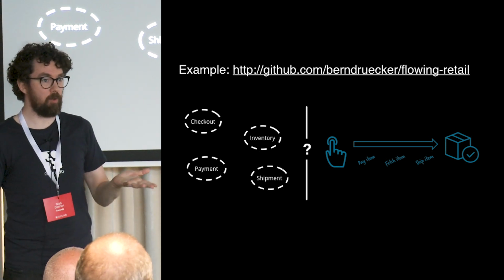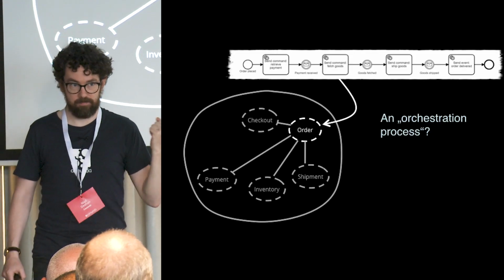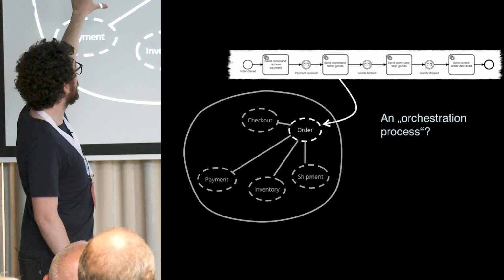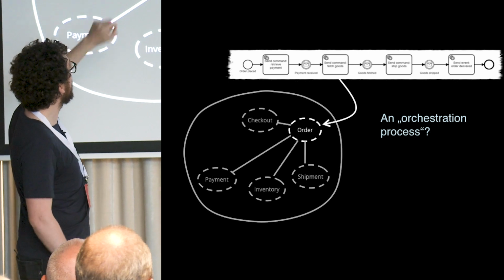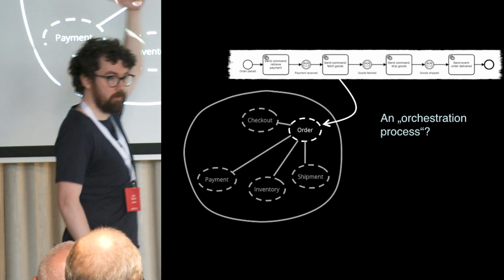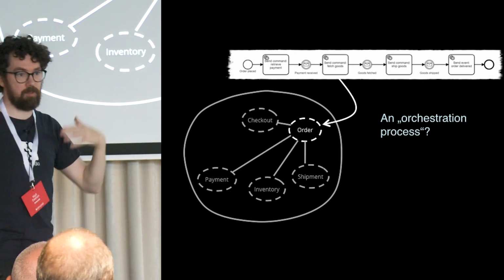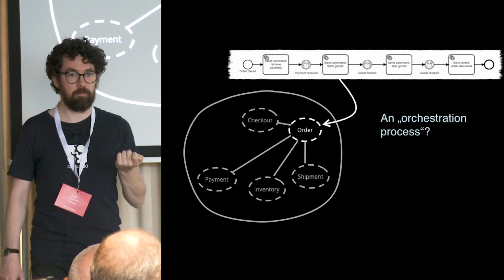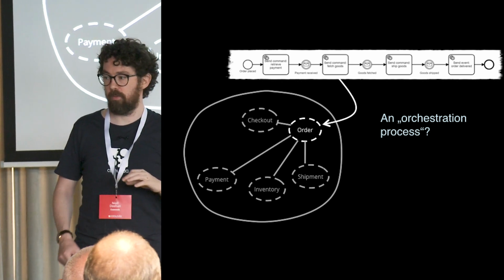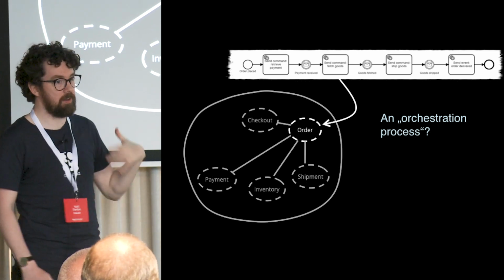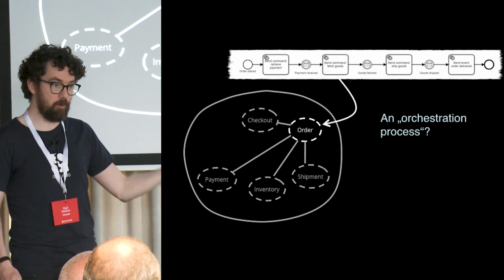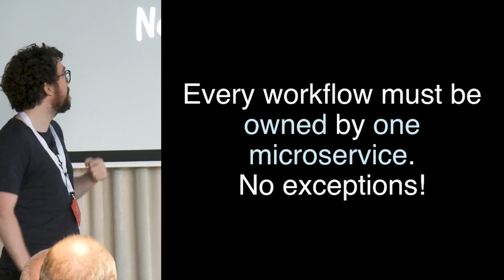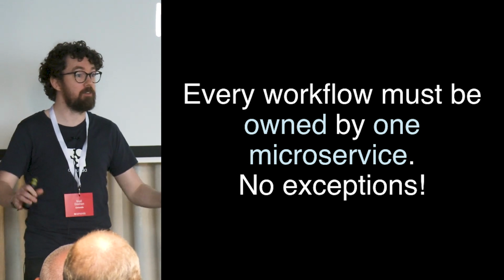Generally speaking, we suggest doing something like this. This is another service, the order service, and you can see it's got a really simple flow. We place our order, we send a command for payment, we wait to receive a response to that command, and then we send the next command. Now, this is essentially creating an orchestration process. It's important to remember that this doesn't necessarily violate a microservice principle. The principles say that every workflow must be owned by one microservice without exceptions. I totally believe in that. It's a really good idea.